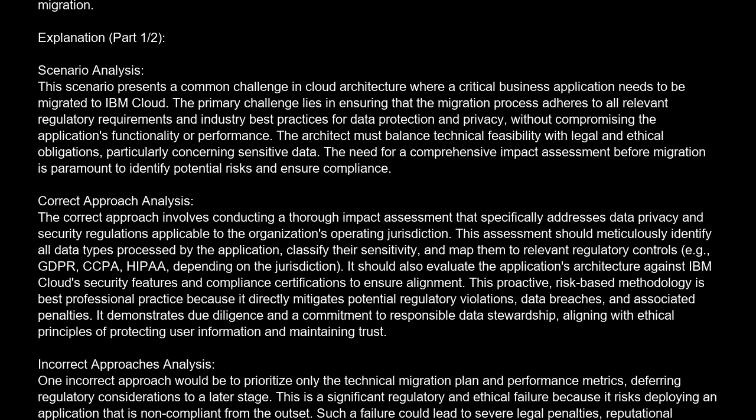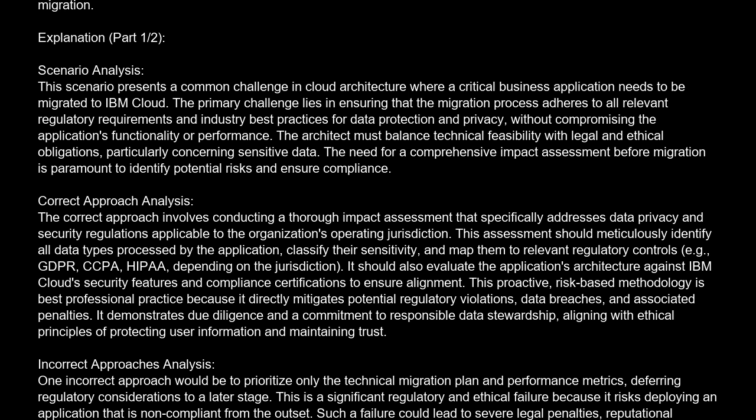Scenario analysis. This scenario presents a common challenge in cloud architecture where a critical business application needs to be migrated to IBM Cloud. The primary challenge lies in ensuring that the migration process adheres to all relevant regulatory requirements and industry best practices for data protection and privacy, without compromising the application's functionality or performance. The architect must balance technical feasibility with legal and ethical obligations, particularly concerning sensitive data. The need for a comprehensive impact assessment before migration is paramount to identify potential risks and ensure compliance.